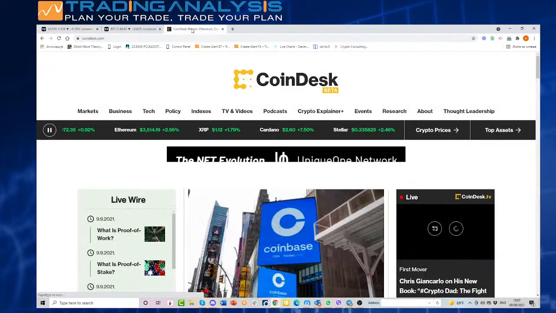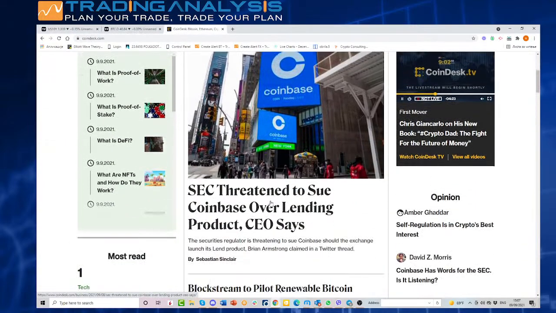Let's look a little bit at what is on CoinDesk. Not much news. The SEC threatened to sue Coinbase over its lending product. As you know, we have been seeing numerous cases now, with Uniswap and now Coinbase, over these lending protocols. This is still under investigation, so we will see what will happen there.